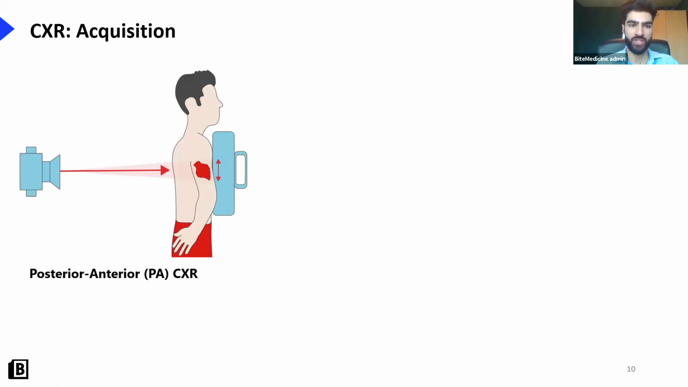So this is how chest X-ray acquisition works. You have an X-ray beam. It fires a bunch of X-rays and they fan out. Okay, the X-rays start to fan out from the source. It hits the patient, and then you have a detector over here. So the typical position is for the patient's back to be facing the X-ray source. And because their back is facing the X-ray source, this is called posterior anterior, i.e. PA chest X-ray.